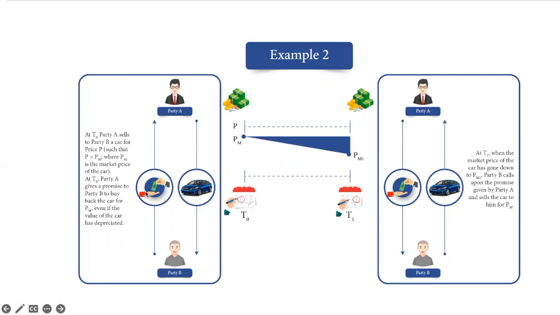This is a slight variation of this lifestyle maintenance product. This could be a simpler one. So we say that at time T naught, party A, which is a bank, sells to party B a car for a price P. We are generalizing it, such that this price P is greater than the market price, which is normally the case in Murabaha. And at the same time, party A, the bank, gives a promise to party B to buy back the car for PM, even if the value of the car has depreciated. This is a variation of what we have mentioned previously, an upgrade option.